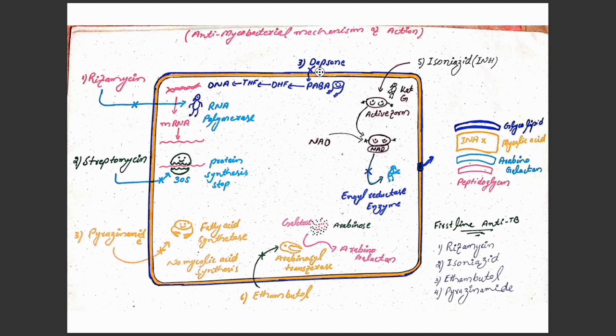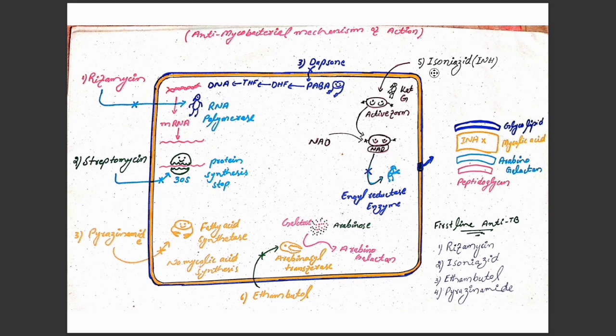This is the fourth one, called dapsone. Inside the bacteria cell, we have various compounds called para-aminobenzoic acid, and these compounds are converted into dihydrofolate, and then the dihydrofolate is converted into tetrahydrofolate, and tetrahydrofolate is involved in DNA synthesis. So dapsone actually blocks the pathway of para-aminobenzoic acid conversion into tetrahydrofolate. So when tetrahydrofolate will not form, no DNA will form.